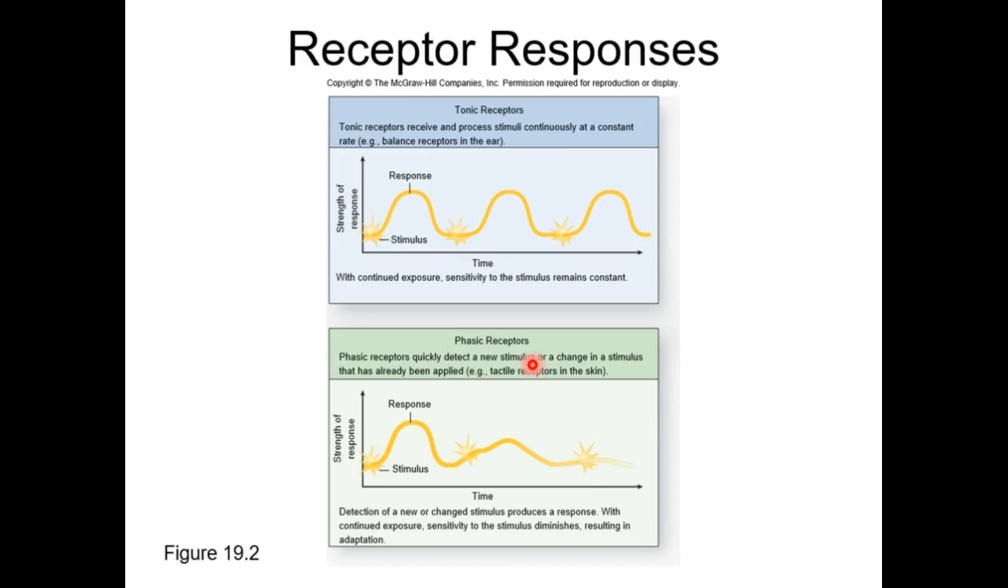Pickle smell would be phasic receptors. And that's just an example to solidify the idea. What you're focusing on here is this definition of tonic versus phasic receptors. Does that make sense to you guys?